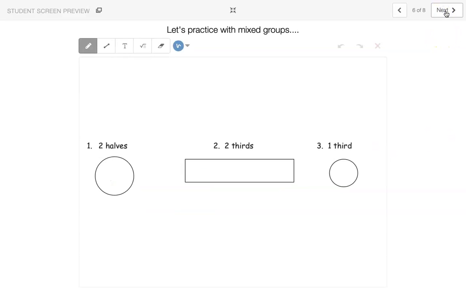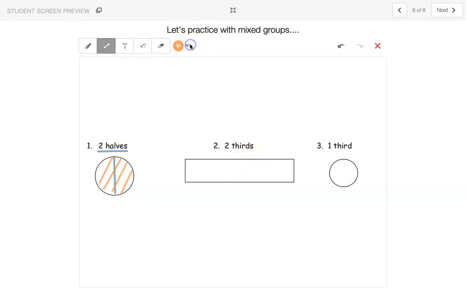So now let's practice with mixed groups. All right. It says here 2 halves. So I have to draw it into halves and then shade it. All right, so let's draw 2 parts, partitioning it. And it wants me to shade 2 halves. So that's pretty much the whole thing, right? Okay, there you go.